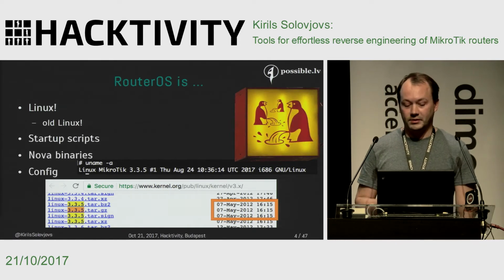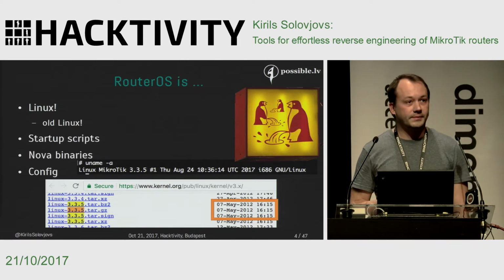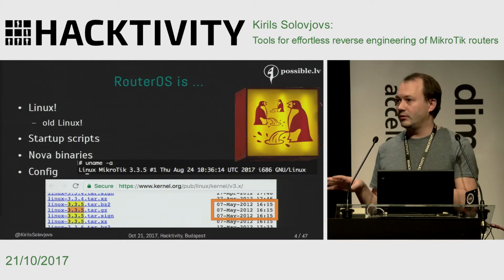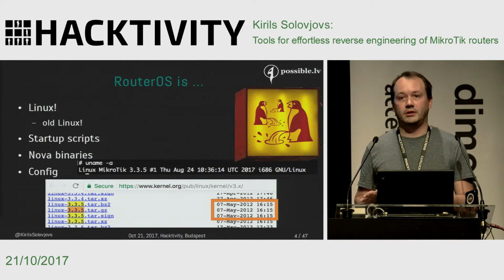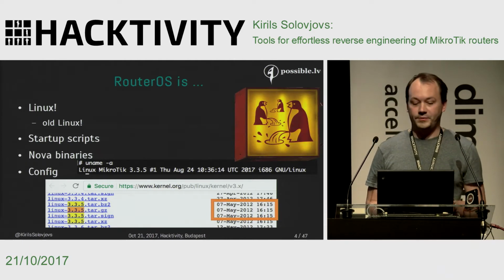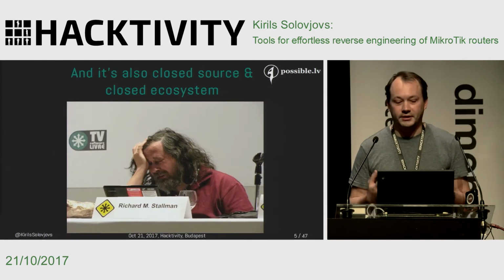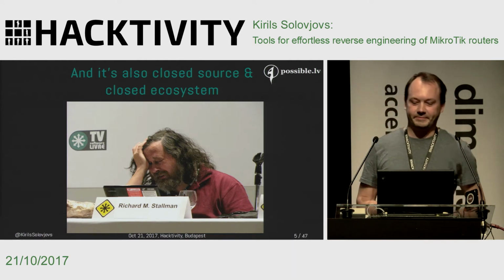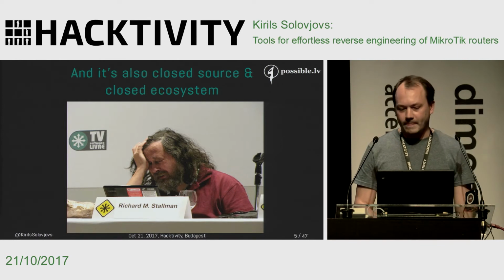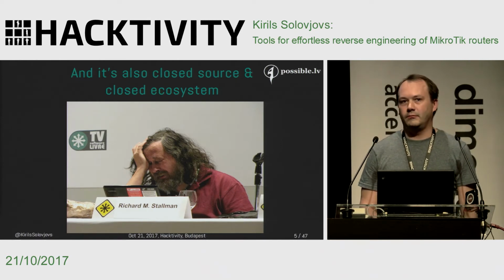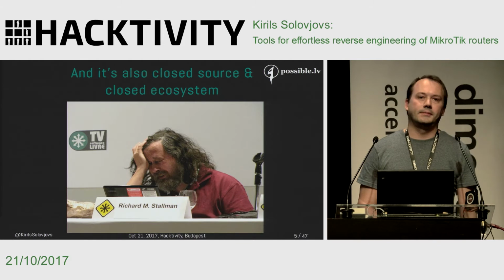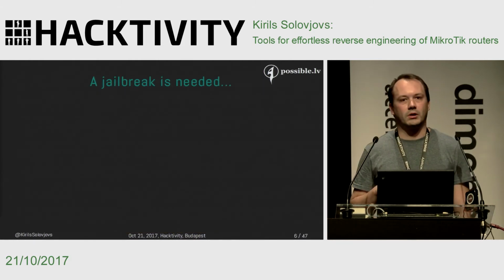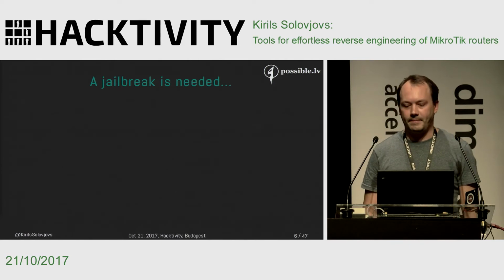It's not only Linux, of course. It also includes startup scripts, Nova binaries, and your configuration. Now, the middle two of those, the startup scripts and the binaries, those are completely proprietary, which means that RouterOS is, of course, not only Linux, but it's also closed source and closed ecosystem. So closed source, we can deal with that. We've been there before. But closed ecosystem, not unlike Apple, we need a jailbreak to be able to properly work with these devices and to research them.